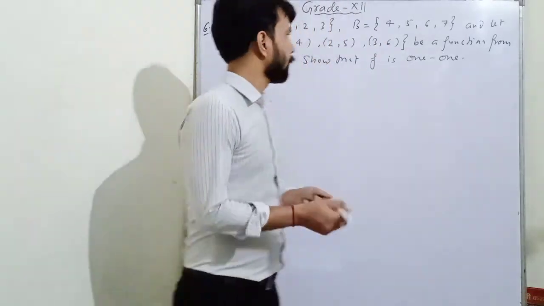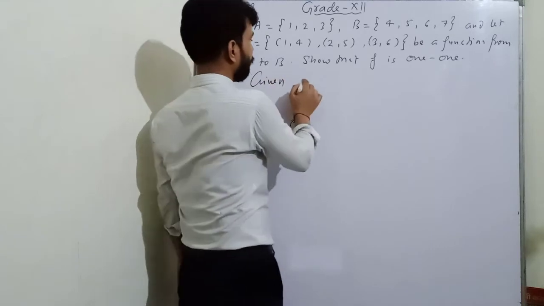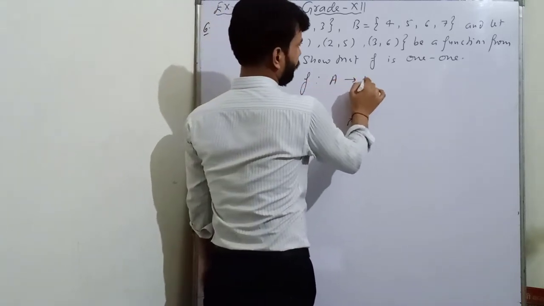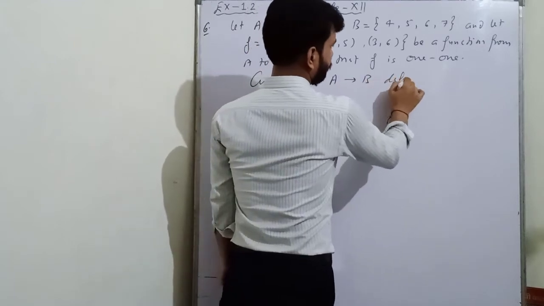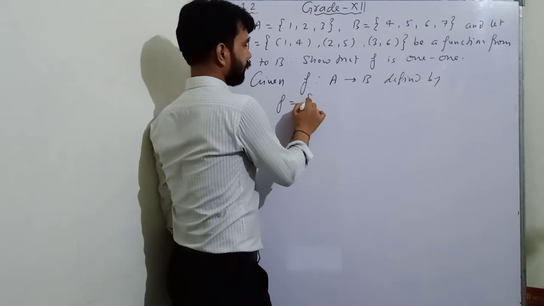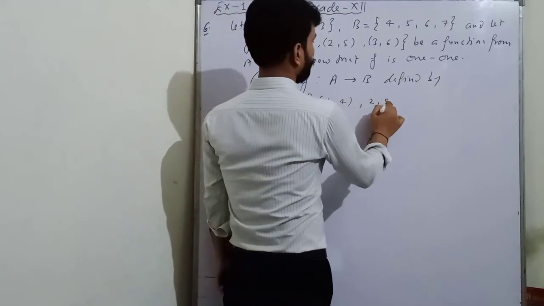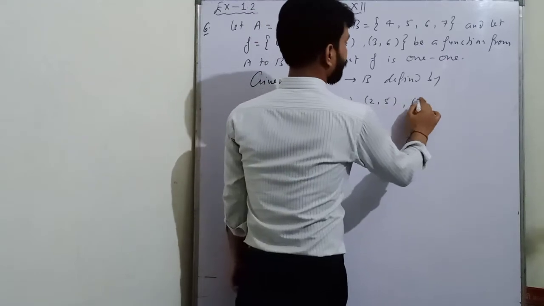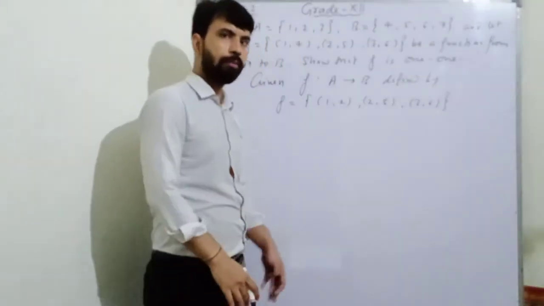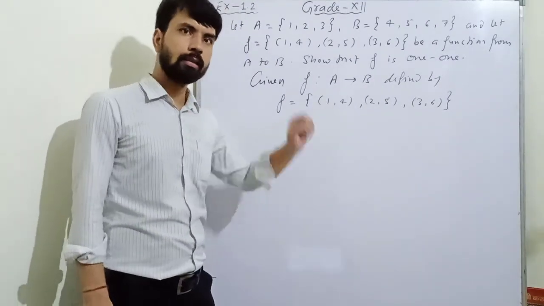Clear? So the simple question is this. The given function is f from A to B, defined by f = {(1, 4), (2, 5), (3, 6)}. Clear? We have to check this function is 1-1. We have to show this function is 1-1.